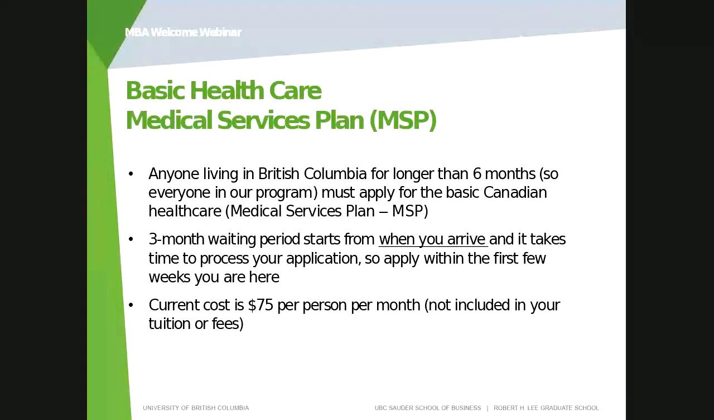So as long as you apply within the first few weeks that you're here, you should be fine with regards to the MSP. And to give you an idea of how that 3-month waiting period works, it includes the month that you arrive plus 2 months after that. So if you arrive on the 29th of July, then your 3 months would be July, August, and September, because you had arrived, even though it's the end of the month, in the month of July.